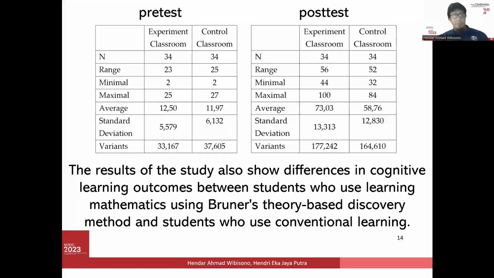Okay. The left side is the post-test results between the experiment classroom and the control classroom, and the right side is the experiment classroom and control classroom for the post-test. So it's a comparison. The results of the study also show differences in cognitive learning outcomes between students who use learning mathematics using Bruner theory-based discovery method and students who use conventional learning. So this is the result and the comparison between the pretest and the post-test.